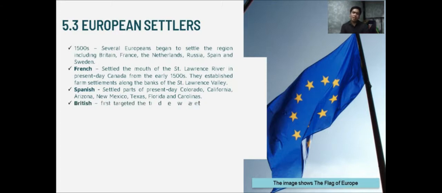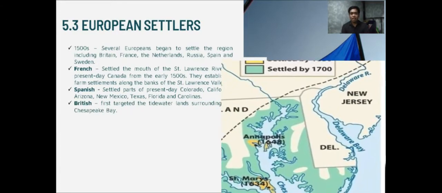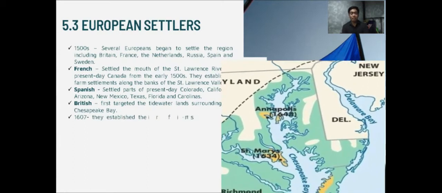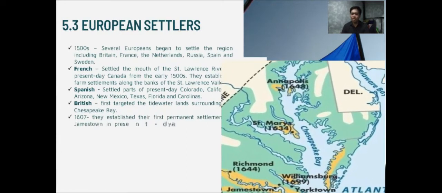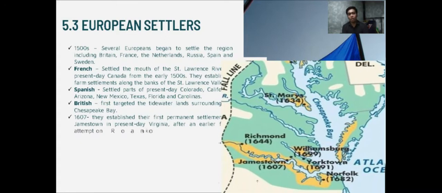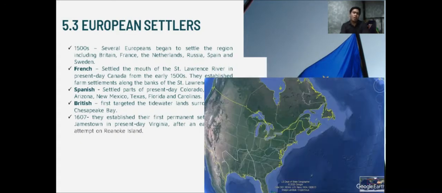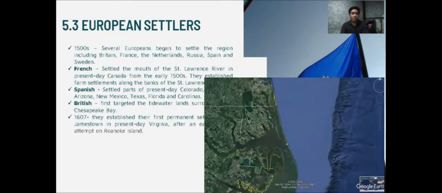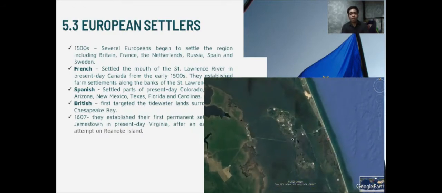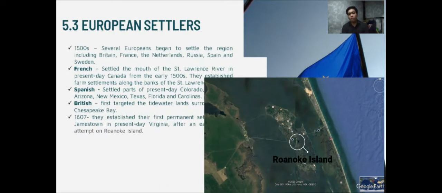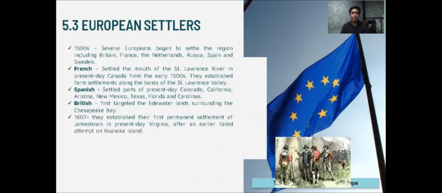So the British first targeted the tidewater lands around the Chesapeake Bay. The British established the first permanent settlement in Jamestown, present-day Virginia, after an early failed attempt on Roanoke Island, the first English settlement in the New World. It was founded by explorer Sir Walter Raleigh in August 1585.